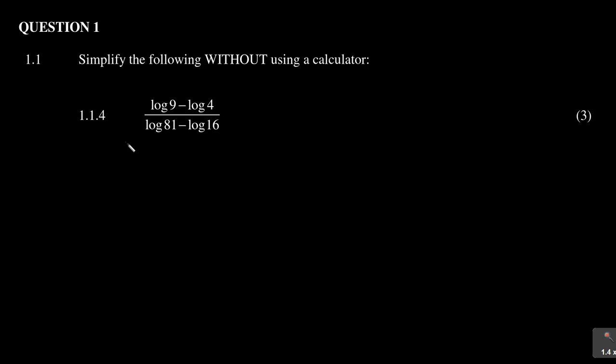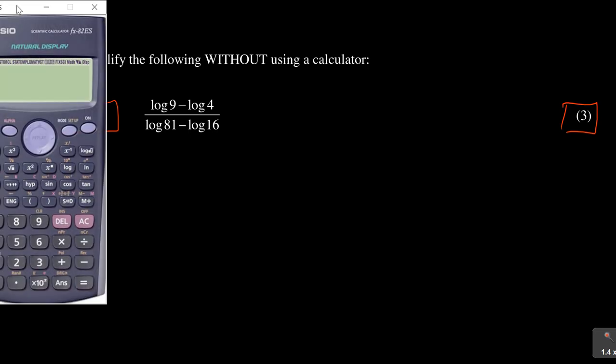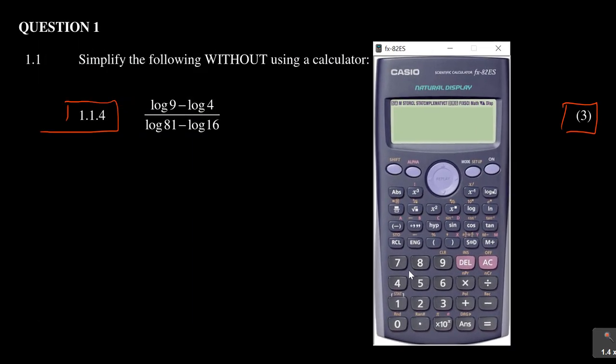Now let us look at 1.1.4. In this case, still continuing, it is out of 3 marks. We are still simplifying without using a calculator. So with anything that does not have x or y or anything, when they say I must not use a calculator, where I can, I usually take my calculator there, try to simplify and see what it gives me.